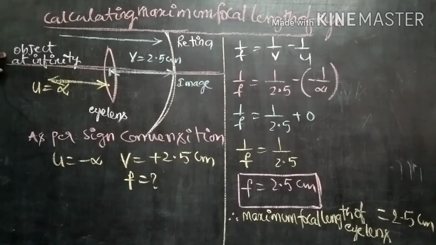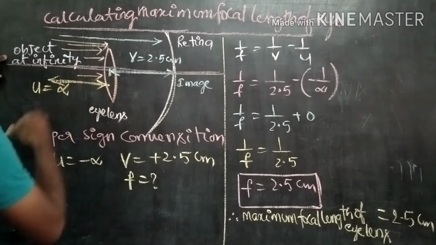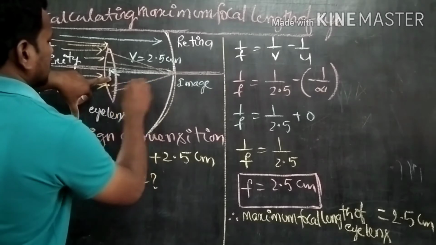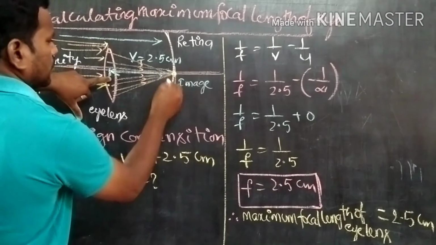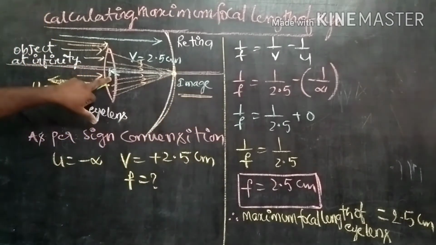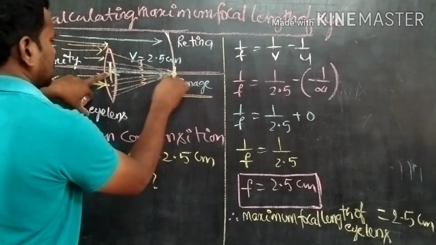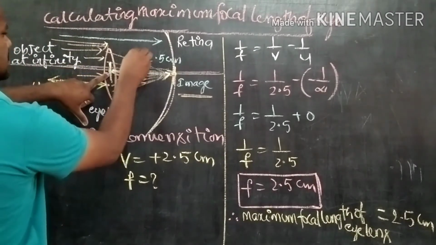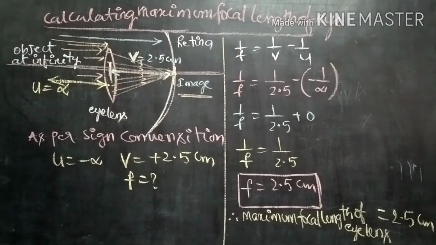In this case, the object is at infinity. When the object is at infinity, the light rays always travel parallel to the principal axis and fall on the lens and undergo the process of refraction. They converge at a point on the retina. This means at this point we are going to get the image. Now if you measure the distance between the eye lens and the image, this distance is called image distance. Image distance is represented by the letter v. This distance is always 2.5 centimeters.